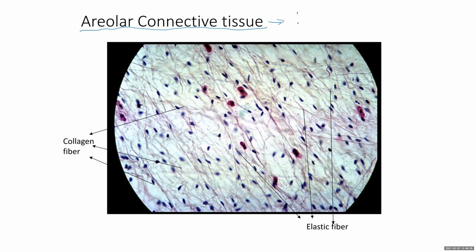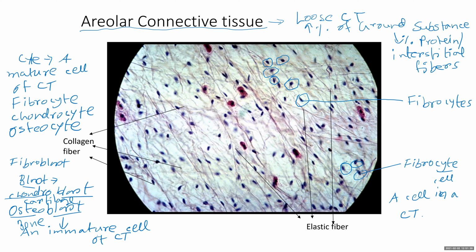Blast versus cyte. Cyte is a mature cell of connective tissue. So fibrocyte, chondrocyte, osteocyte: mature cells. Immature versus mature cells. What we are looking at here are the fibrocytes, each purple dot. Now look at how spaced out these cells are. They are not close to one another, unlike epithelial tissue. They are spaced out, far apart.